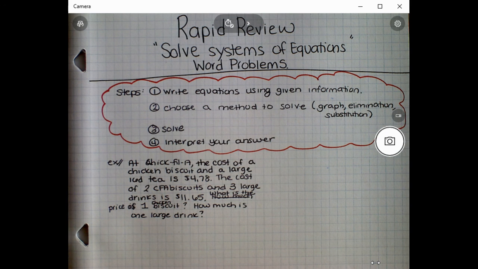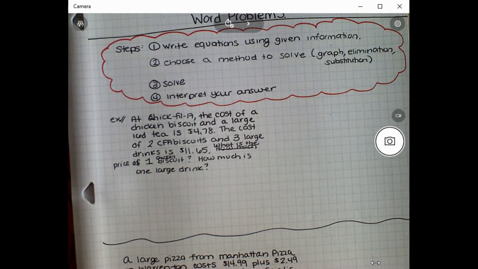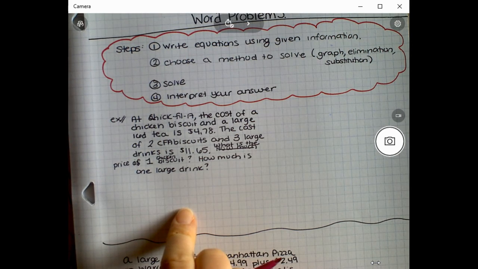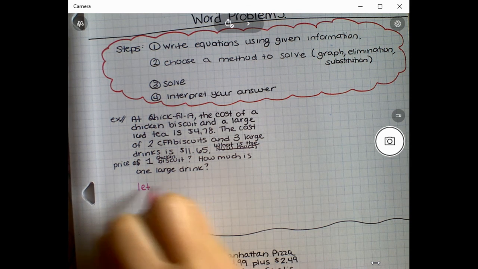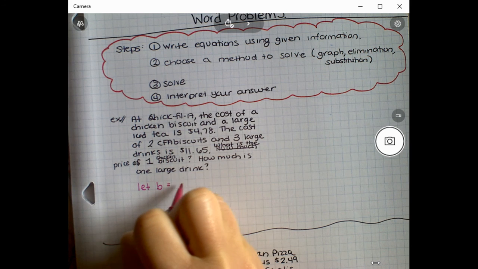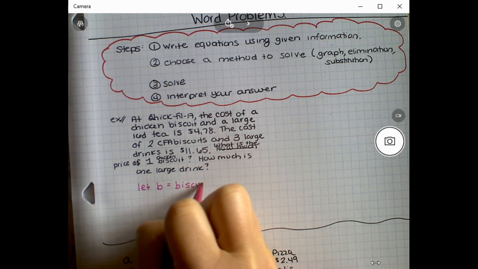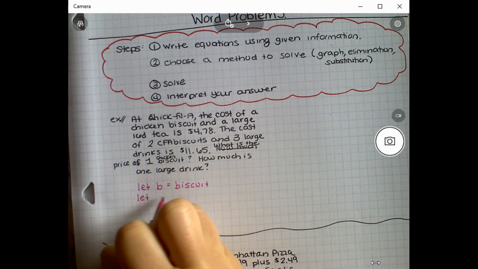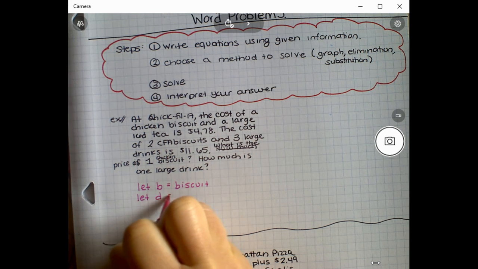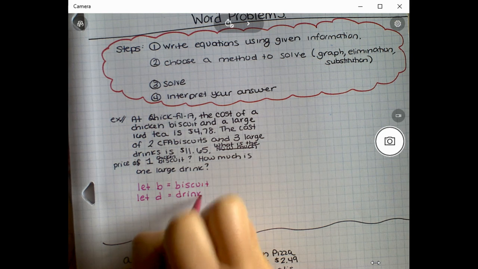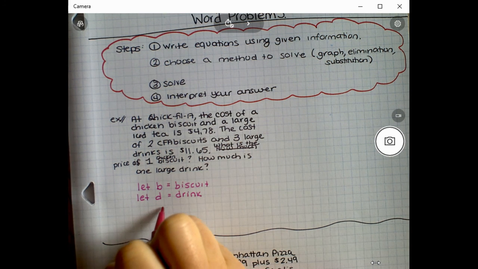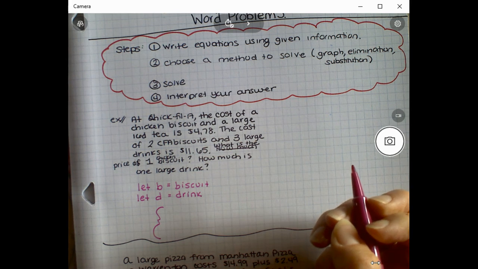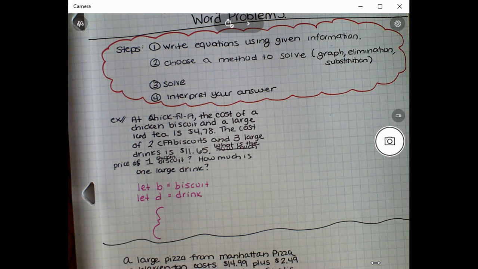All right, so we're going to start by assigning variables, which I didn't really write up here, but I'm going to model down here. The first thing you need to do is assign variables. So I'm going to say, let B stand for a biscuit. And I'm going to let D stand for a large drink. Okay. And then we're going to use that to write equations. So let's write our system down here to begin, and then we will use this space over here to solve.